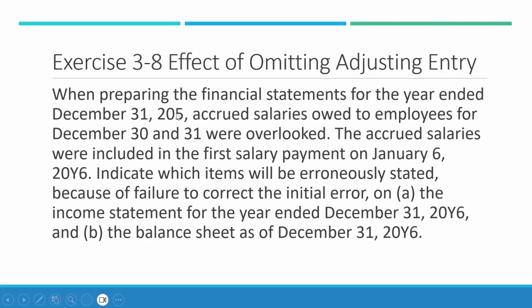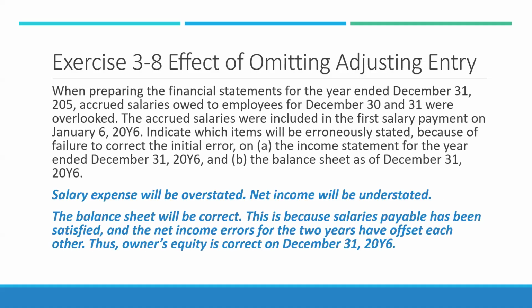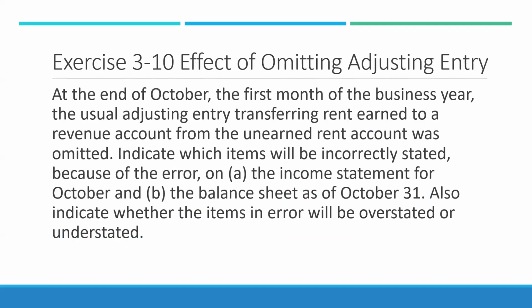Okay, so basically what they're telling me is in 2025, we forgot to show that journal entry. We forgot to show it in 25, but it did get recorded in 26. So doesn't it make sense? In 26, we overstated our expenses, and as a result, we understated our net income. So salaries expense will be overstated, net income will be understated. The balance sheet will stay the same.